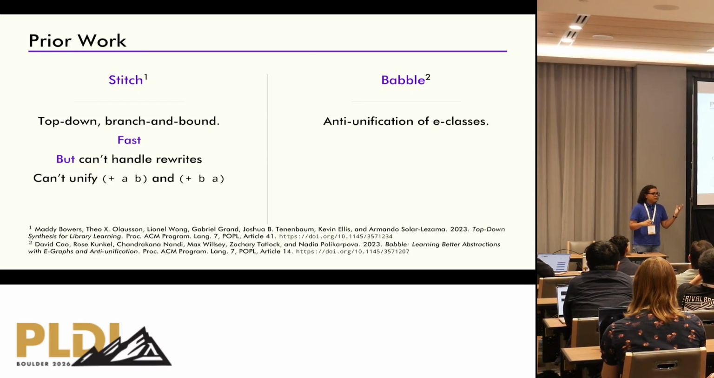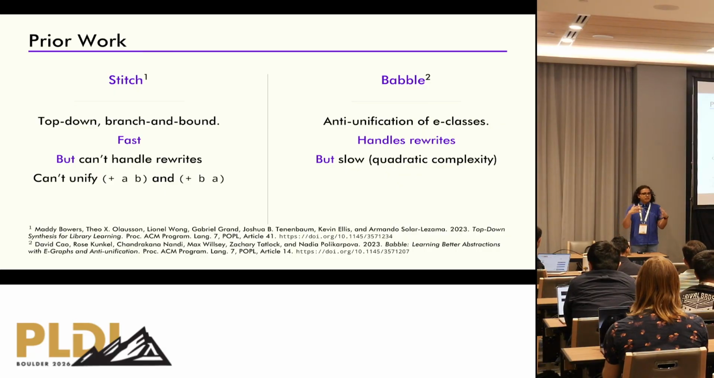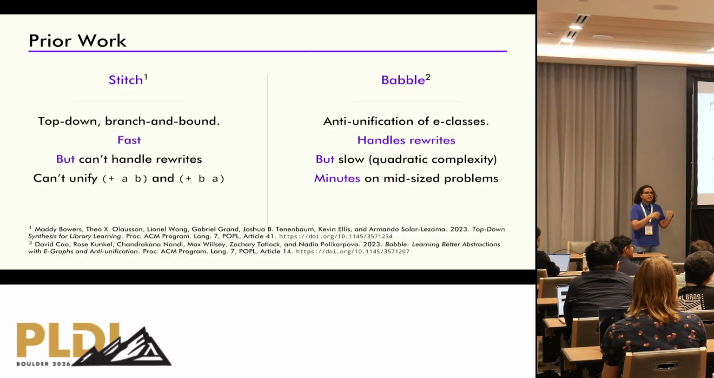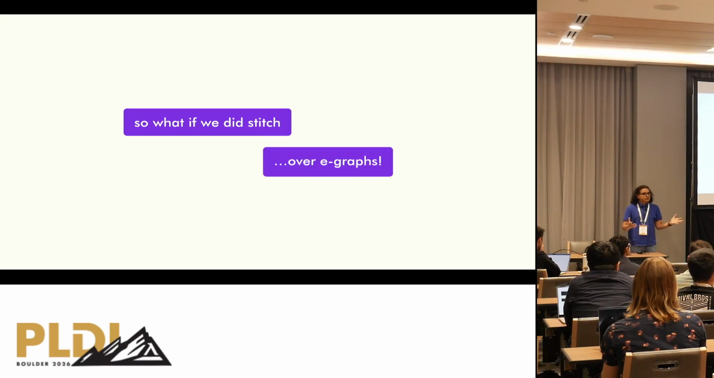Babble, on the other hand, is the other important piece of prior work, and it is useful in that it is eGraph native. It works by anti-unifying pairs of e-classes together, and as a result, it handles rewrites very easily. However, it's a bit slow. It has a quadratic complexity, and so it's taking minutes on mid-sized problems that Stitch would be able to solve quite quickly, even though it's solving them incompletely. So our question here is, what if we did Stitch, but over eGraphs? Then we get the best of both worlds.